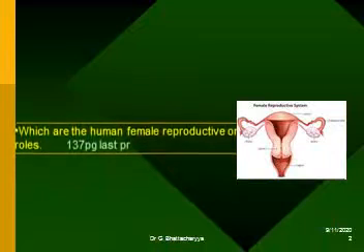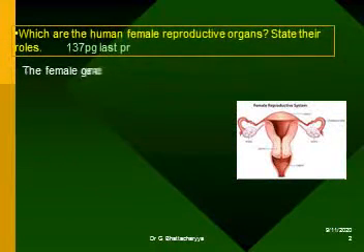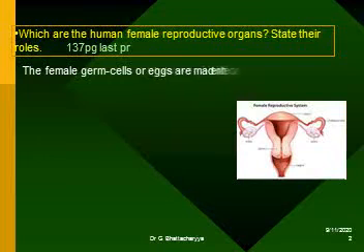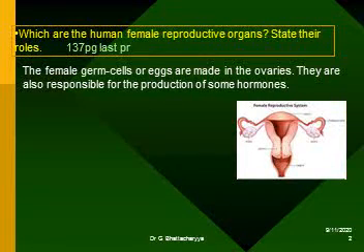Which are the human female reproductive organs? State their roles. The female germ cells or eggs are made in the ovaries. They are also responsible for the production of some hormones, like estrogens.